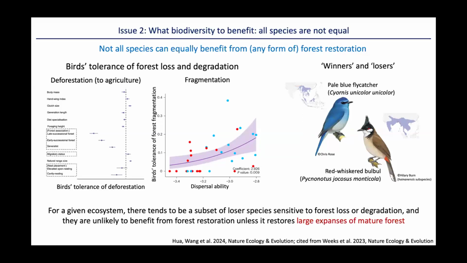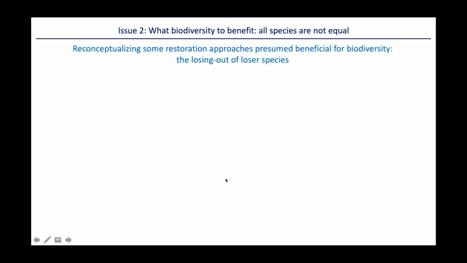benefit. For some of the loser species, because they require large and mature forest for their natural habitat, they're unlikely to benefit from any kind of forest restoration unless the restoration really thinks about eventually restoring large expanses of connected and mature forest. So with this in mind, I would like to highlight two issues, two approaches of restoration that have been now much discussed in terms of benefiting biodiversity.